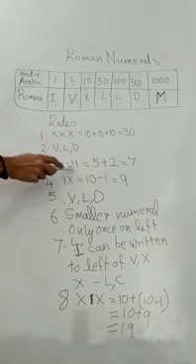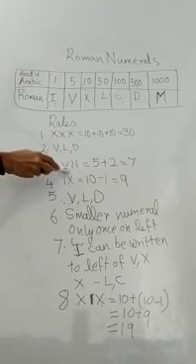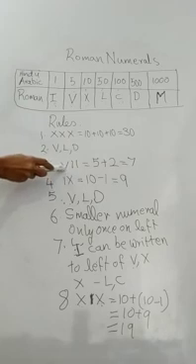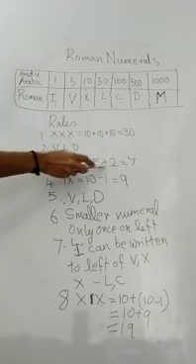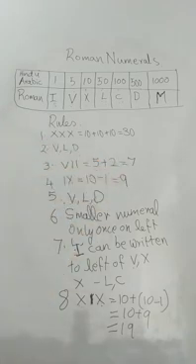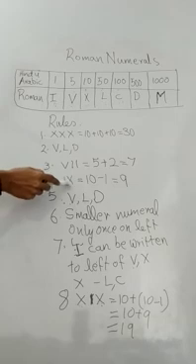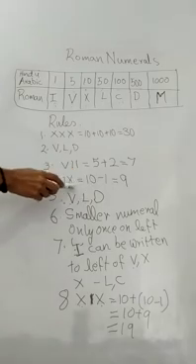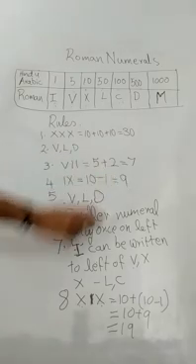Next one is, when you write a smaller numeral on the right side of a bigger one, it only means you are adding. That is, this represents 5 and this is 2. That means you are adding 5 and 2, you get 7. Now in the opposite, when a smaller one is written on the left side, it means you are subtracting, you are finding the difference. That is, this is 10, and 10 minus 1 is equal to 9.